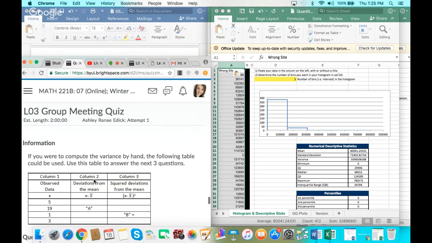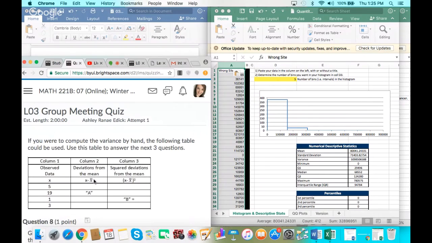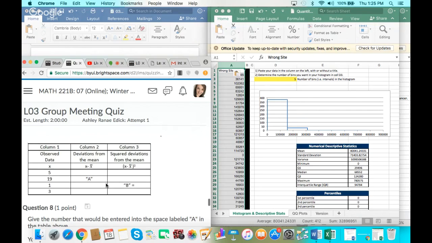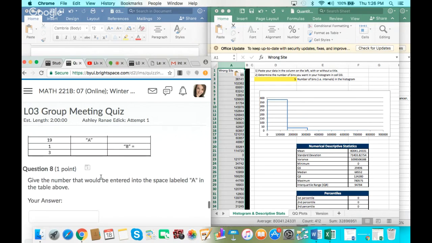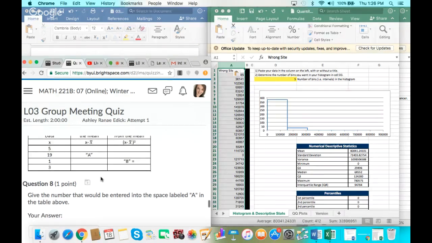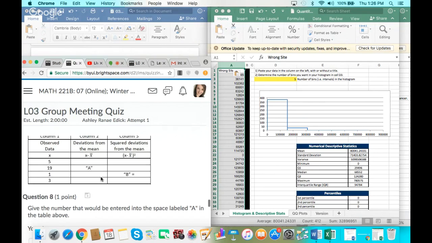If you were to compute the variance by hand, the following table could be used. Use this table to answer the next 3 questions. I have my calculator. Oh, it's right there. Give the number that would be entered into the space labeled A.